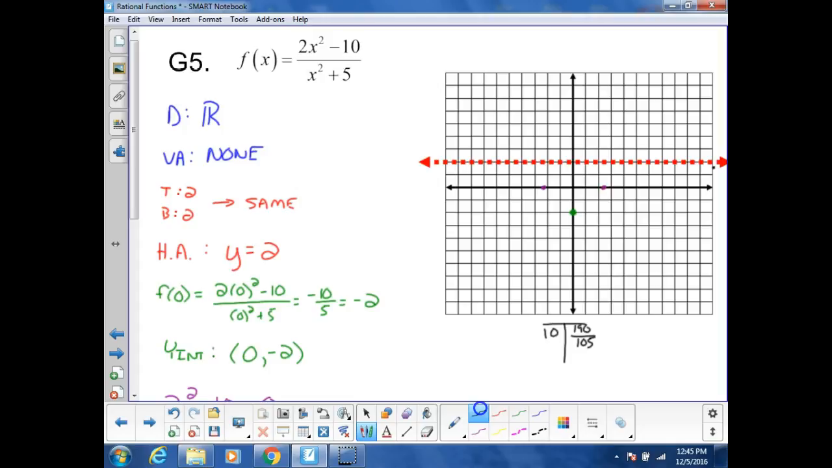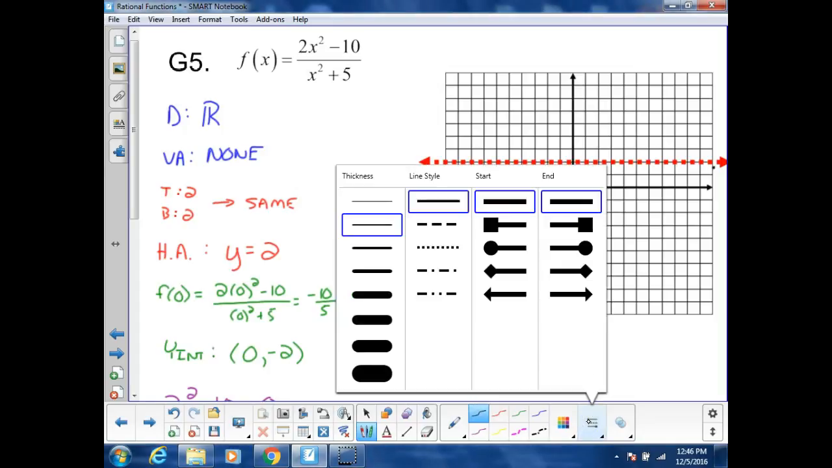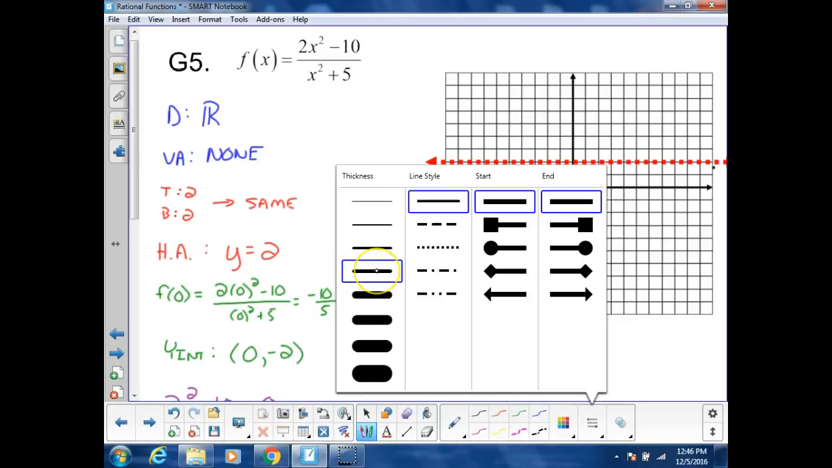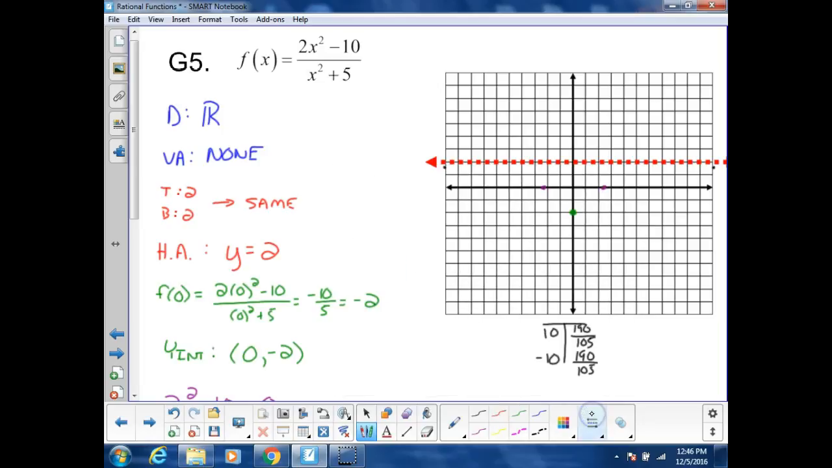If I put in negative 10, I also get 190 over 105. There is no negative on it. So that gives me a graph that looks like that.